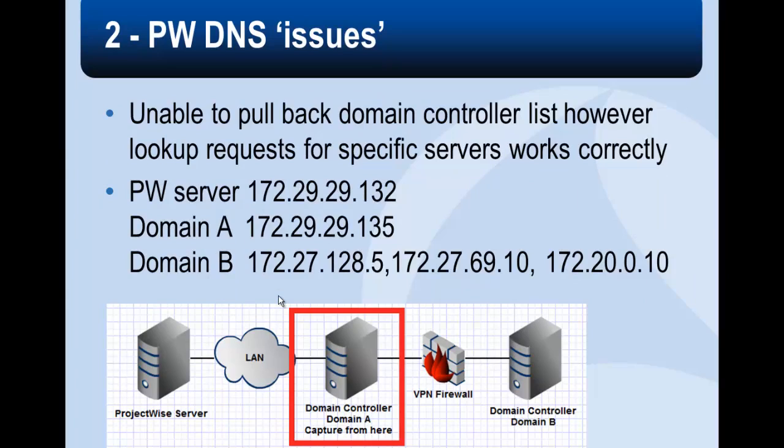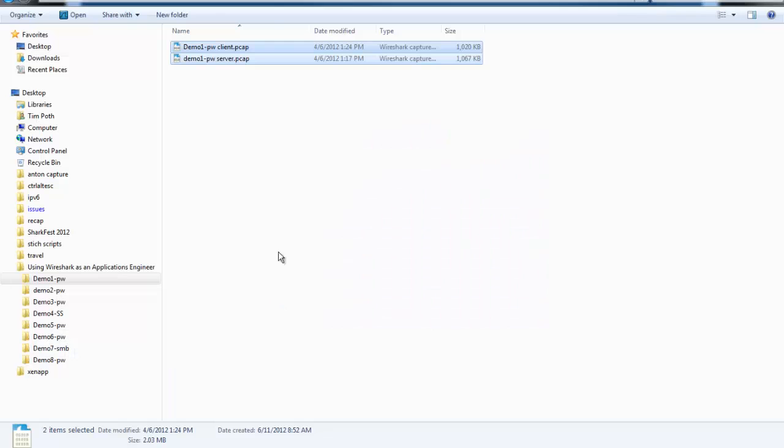So this is a DNS issue we ran into. The user is trying to pull back a list of domain controllers for our application, and it's failing. But when they do individual requests, it does work. So we've got a couple of different servers in play here. We've got the Projectwise server, which is essentially our client in this case. We have a domain controller that it is connecting to for DNS data, and the domain controller list it's actually requesting is from domain B, and there are actually 3 domain controllers across a WAN link that contain the data for that domain.